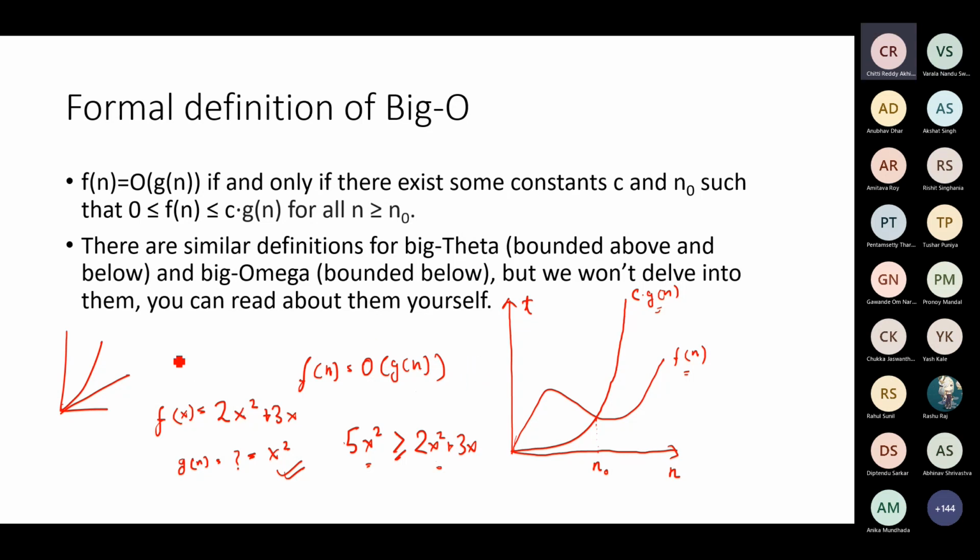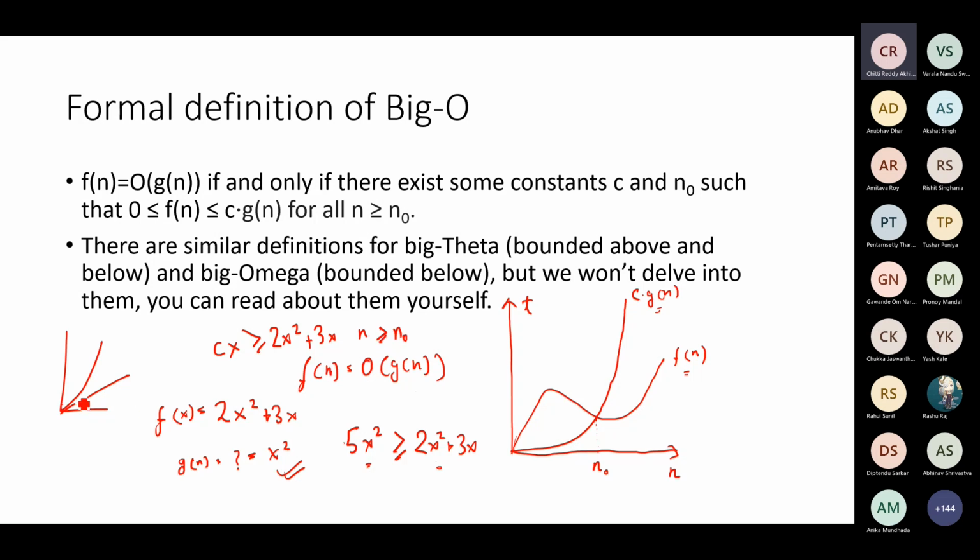Because you see that if you pick any c times x, then you want c times x to be greater than or equal to 2 times x square plus 3x for all n greater than some specific n naught. Right? But you think about it.